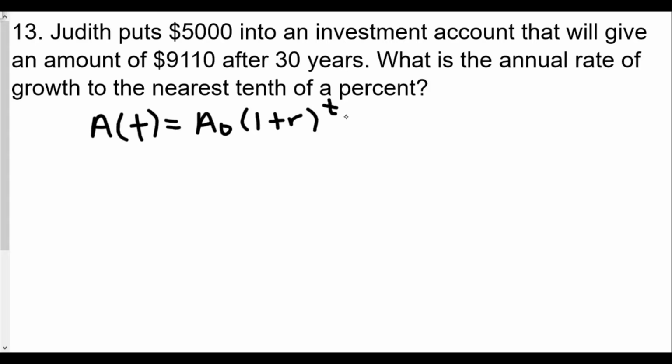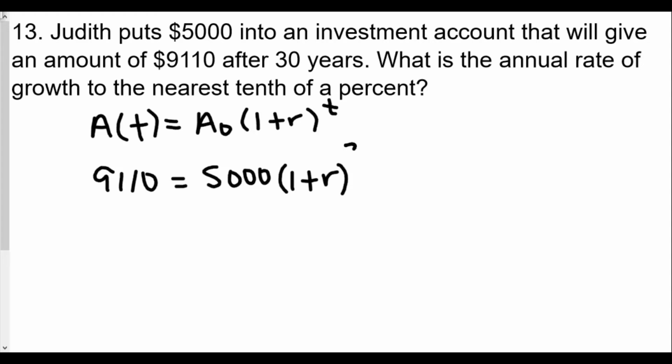So our setup will be the following. We know that the final amount after 30 years is $9,110. Our starting value is 5,000, that's A sub 0, times 1 plus unknown value r, raised to the 30th power. So that's our equation to start off with.